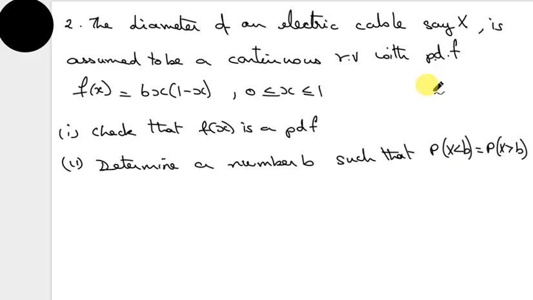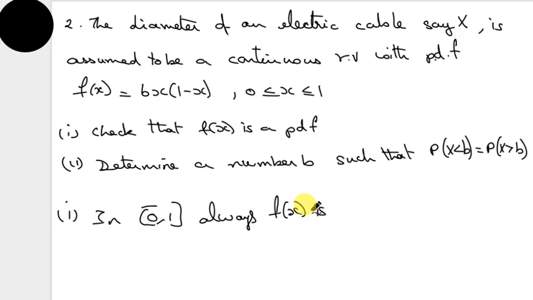What is the interval that we are considering? 0 to 1. So let us start. In the interval 0 comma 1, which is a closed interval, at the endpoints 1 minus 1 is 0, so the function becomes 0, otherwise also 0. Always my f of x is non-negative.